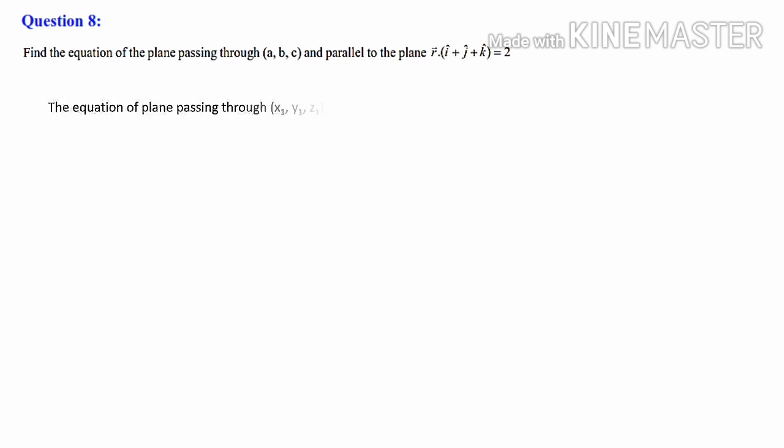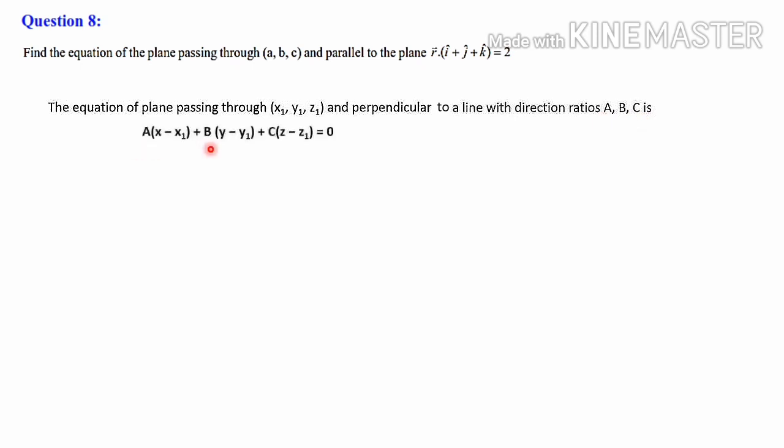Next we shall discuss question number 8. Find the equation of a plane passing through A, B, C and parallel to the plane r dot i cap plus j cap plus k cap is equal to 2. Here we are asked to find the equation of a plane. The passing through point is given and a parallel plane equation is also given. So let's write our known formula. The equation of a plane passing through a point and perpendicular to a line with the direction ratios a, b, c. This is the formula we know. That is a into x minus x1 plus b into y minus y1 plus c into z minus z1 equal to 0.